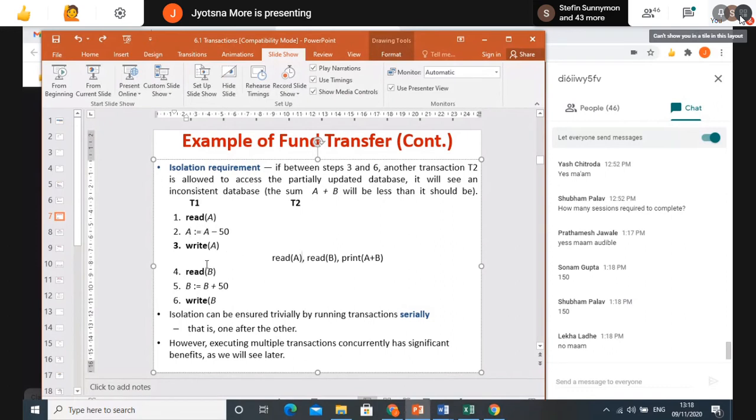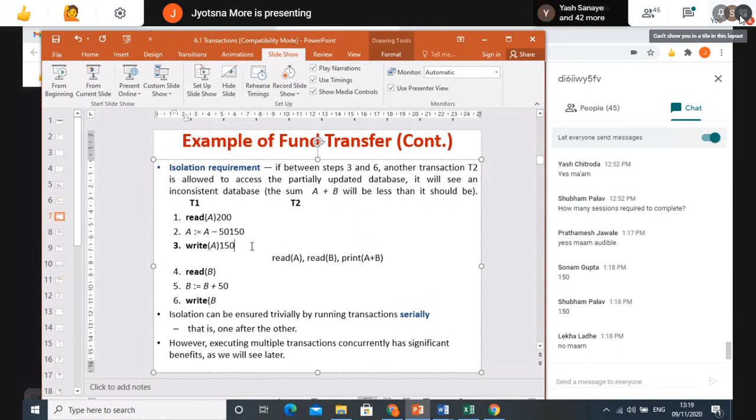T1 started with the transaction. T1 is reading the value of A. So here T1 will have the value 200. Right now I am roughly writing for you people. Then T1 is performing the operation where A is reduced by 50. So here T1 will have the value 150, but which is not written in the database, right? Then T1 is writing the value of A, so it is now 150 as per our calculation.